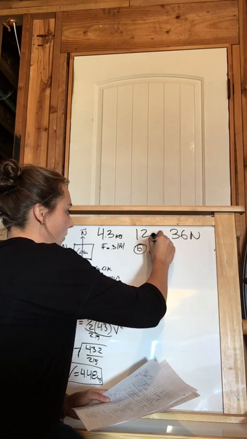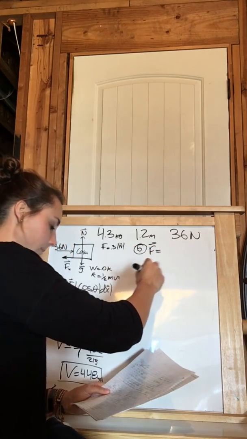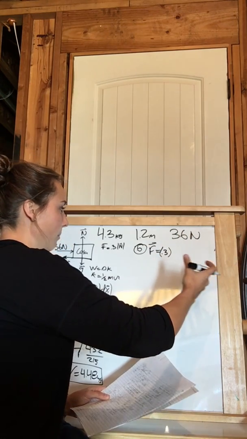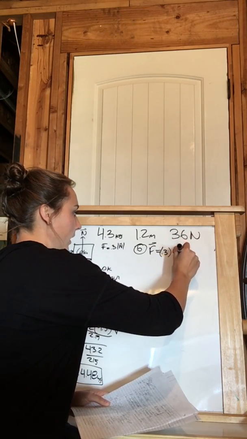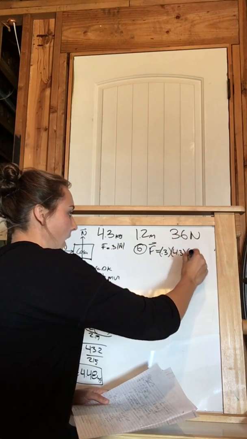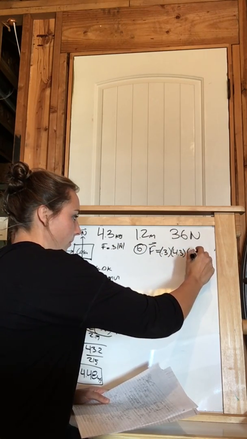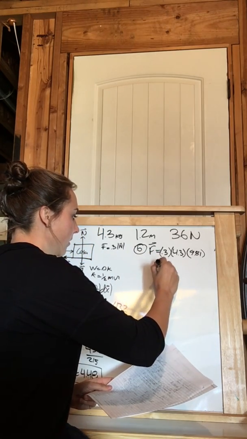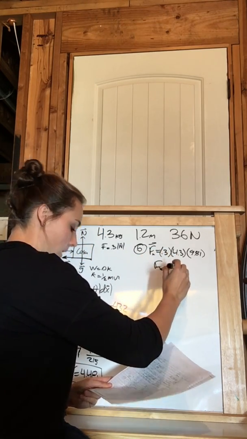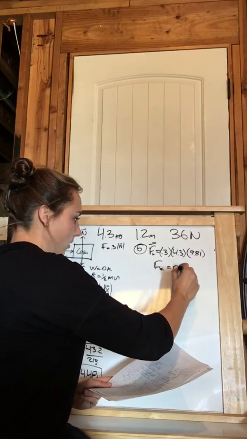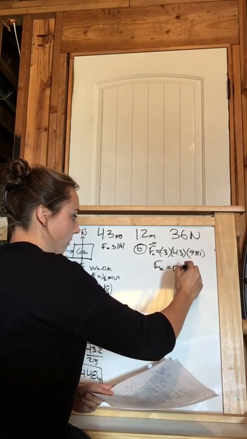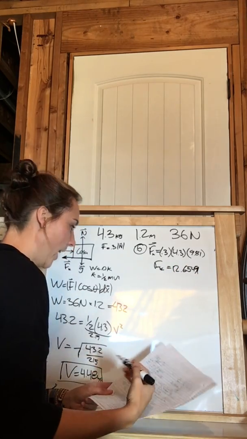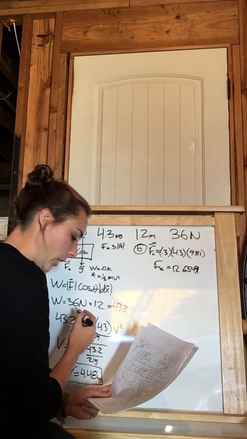So we know that friction equals the coefficient times the normal force. So our friction is going to equal 0.3, the coefficient, times the normal force, which is going to be the weight. So 4.3 kilograms times 9.81 gravity, which is going to give us 12.6549. And we can plug that in to the same equation here.